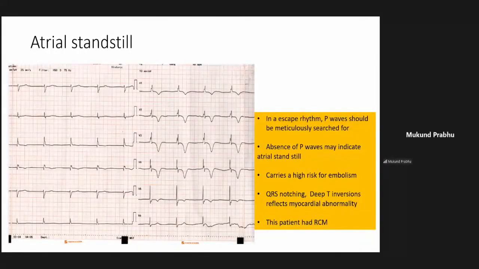And here we have another junctional escape rhythm. This happened to be a young boy with restrictive cardiomyopathy. And in this ECG, we have to look meticulously for P wave, as I mentioned, and we can find that there is no P wave at all. Rather, we are seeing some myocardial disease in the form of fragmented QRS and repolarization abnormalities, deep symmetrical T wave inversions. So this was a case of atrial paralysis, and it has to be recognized because it carries a very high risk of thromboembolic events, even higher than that of atrial fibrillation.